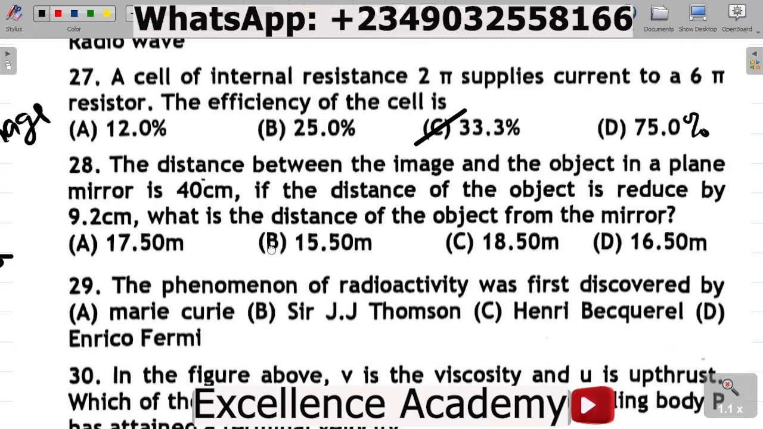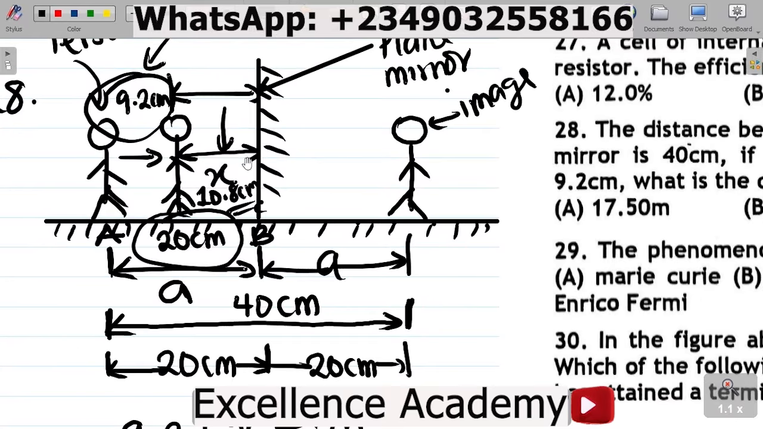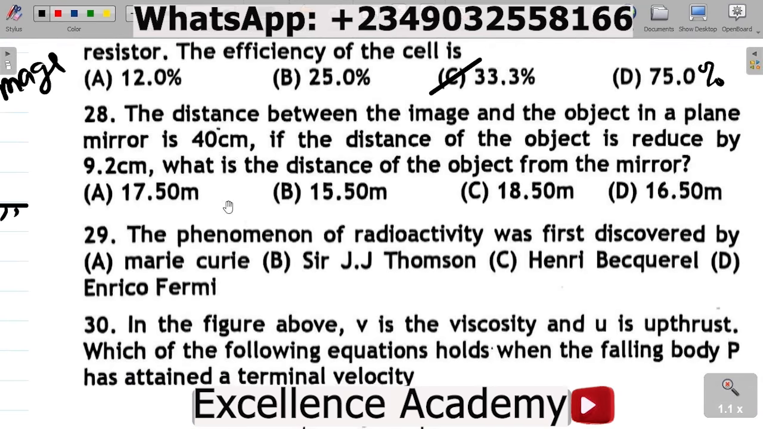What's the question there? The question says we should find the distance of the object from the mirror. So the answer to this question should be 10.8 centimeters. This is the correct answer. Unfortunately, the correct answer is not here. So note that the answer is equal to 10.8 and actually in centimeters, not meters. The option here is still wrong. The options are in meters, which even shows further that this is wrong.